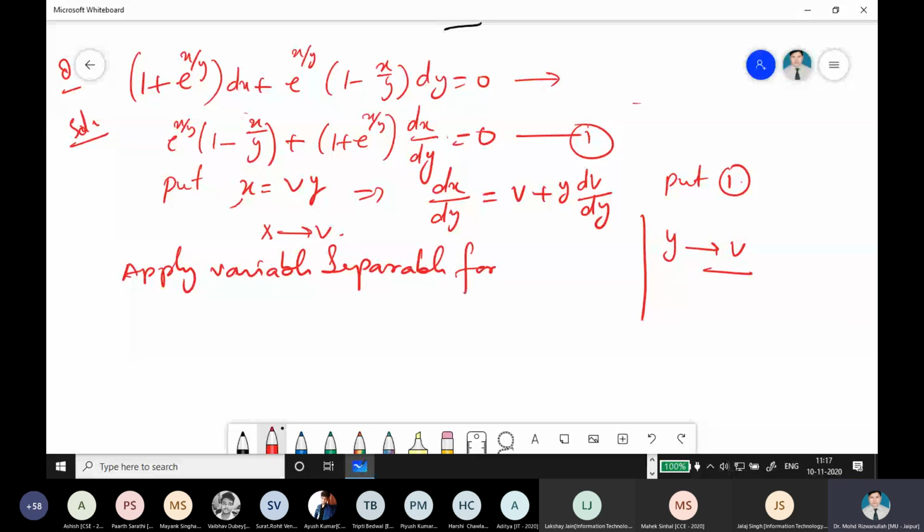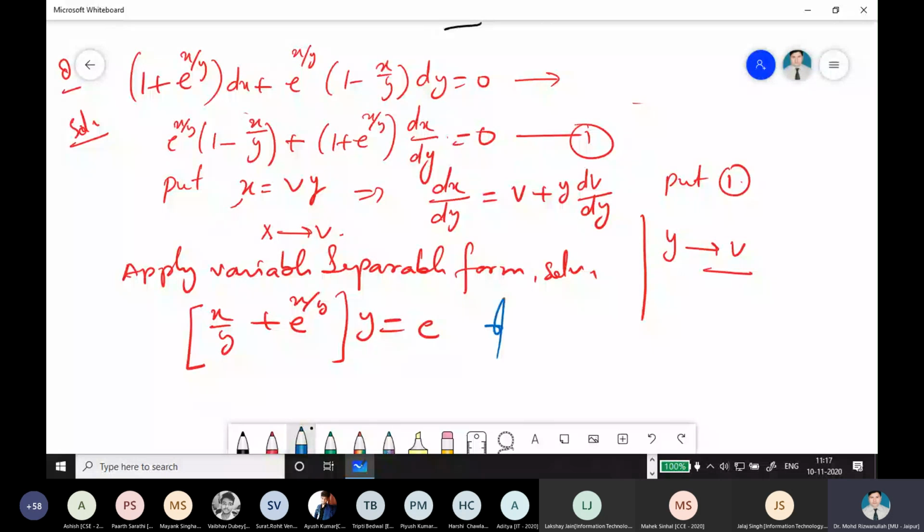Separable form and solve. So the answer, I think, is x upon y plus e to power x by y, and then into y equal to c. This is the answer now? Yes, sir. Okay. Good. Should I move to the next topic?